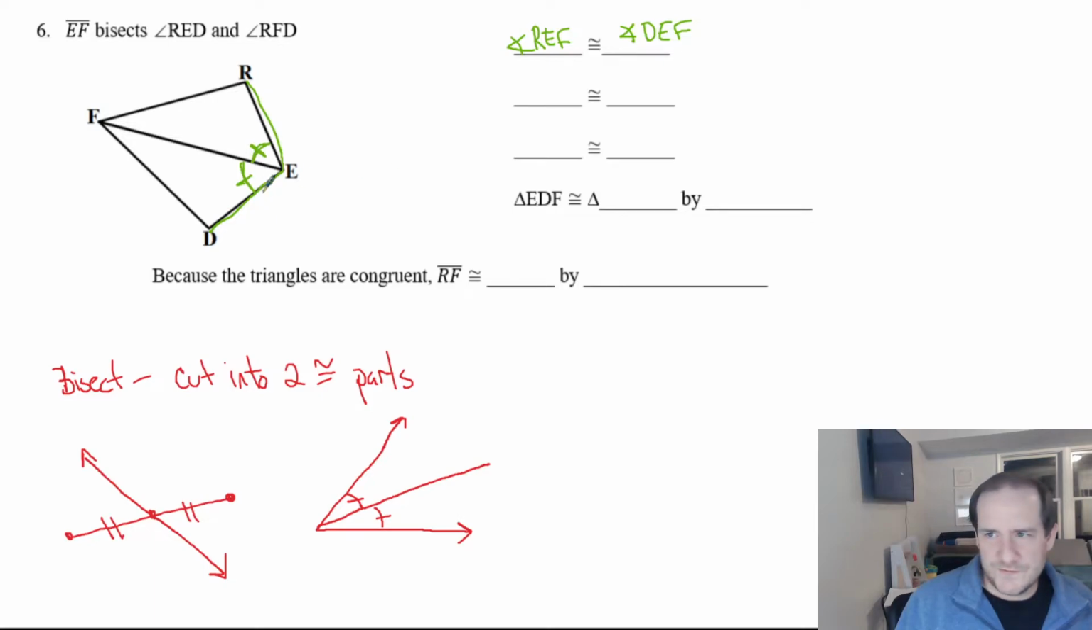So that's giving us our first pair of congruent parts. Now, it also says that angle RFD is getting bisected by EF. So RFD is this angle over here, the smaller one, but it's getting bisected too, so you'd be able to say that this half is congruent to this half. And that's angle RFE congruent to DFE.